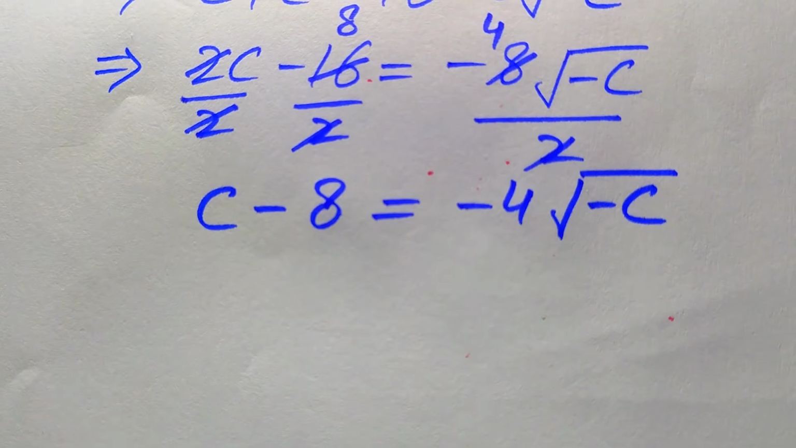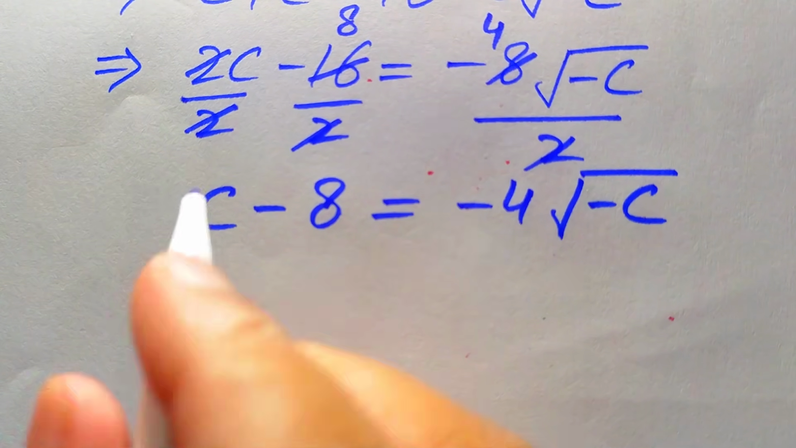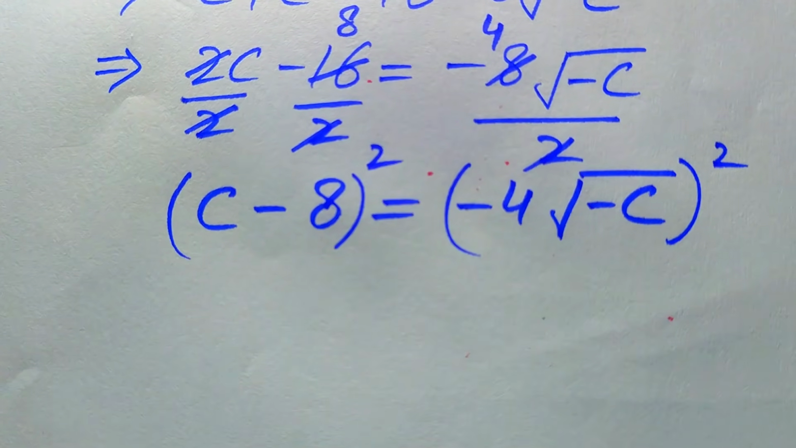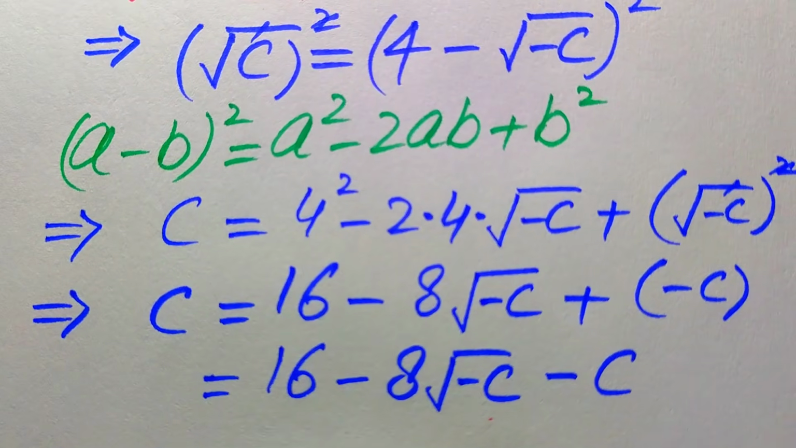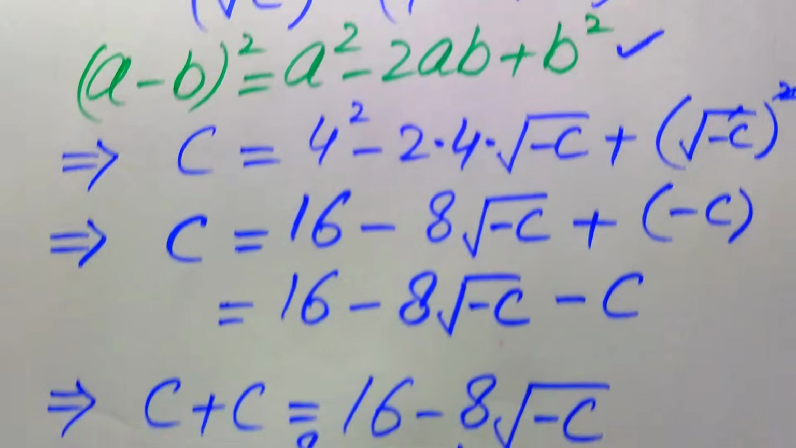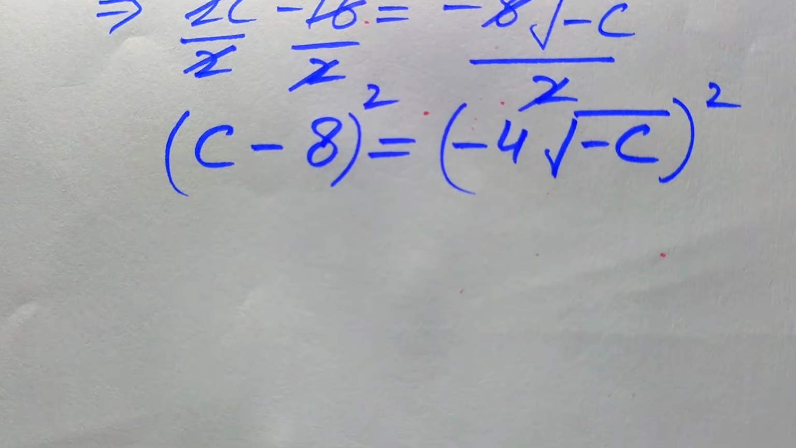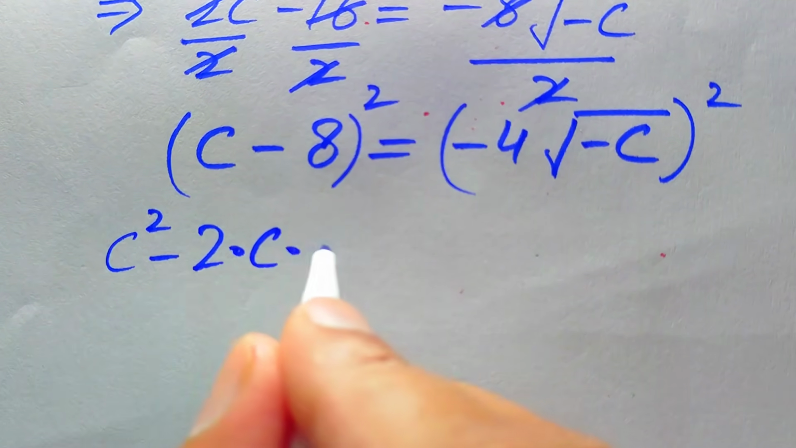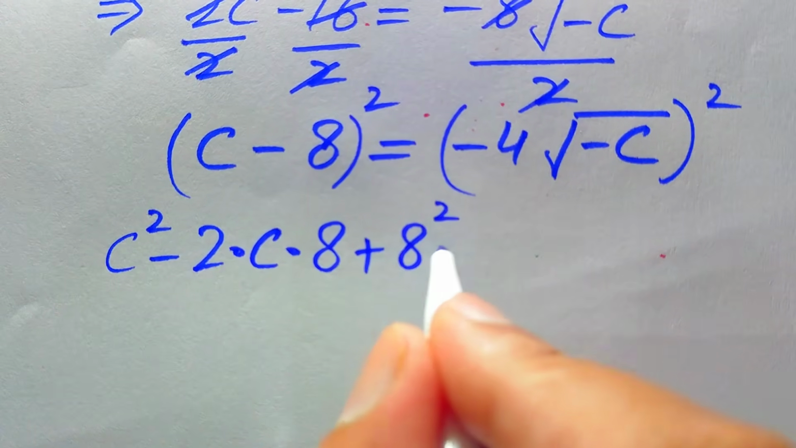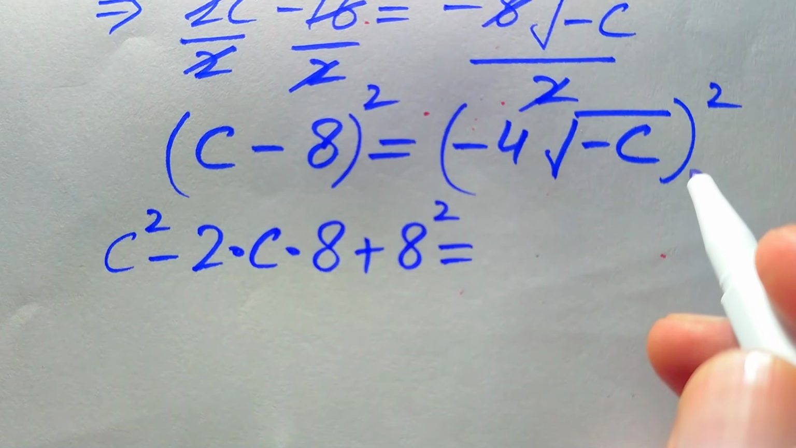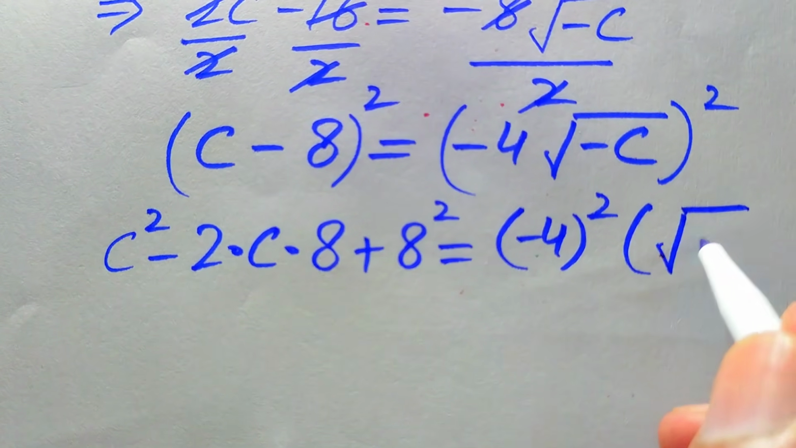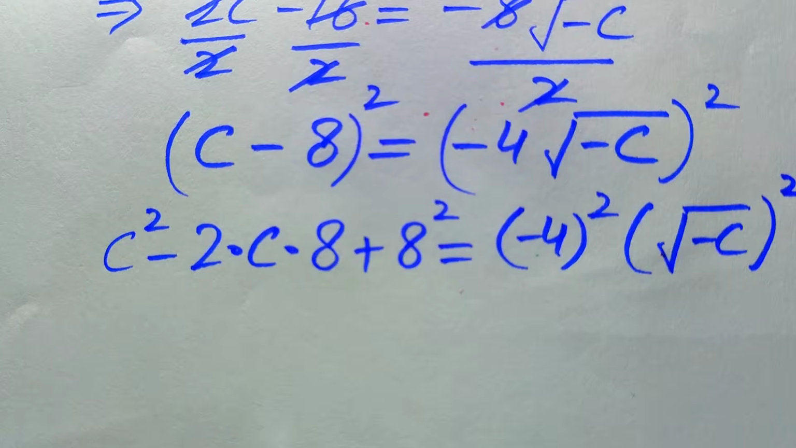So here you see that on the left hand side we removed the square root sign, but now we are ready to remove the square root sign from the right hand side. For this we again take squaring on both of the sides. On the left hand side we again apply this nice formula, so we write the left hand side as c square minus 2 times c into 8 plus 8 square, equals, on the right hand side we apply the square separately on both of these two values, minus 4 square and square root of minus c square.